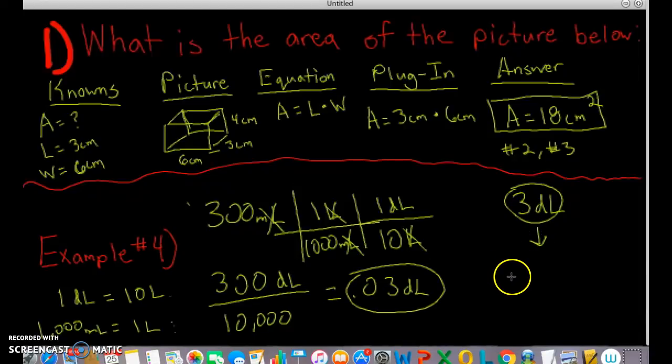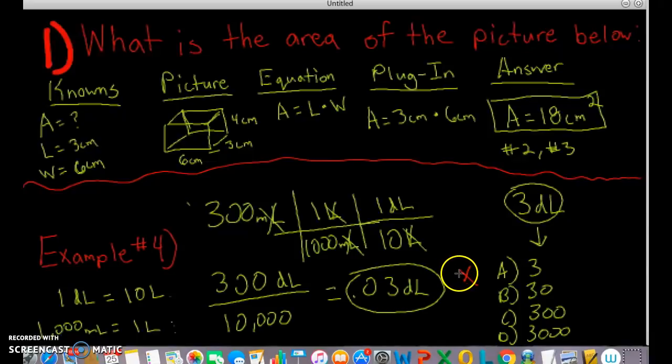So if you look at your choices, you have 2, 20, 200, and 1,000. For us, it's going to be 3, 30, 300, and 3,000. So all we have to do is multiply one of these by 0.03 and see if we get 3 deciliters. Okay? I'm going to get a different color. So I'm going to go ahead and do 0.03 times 3.